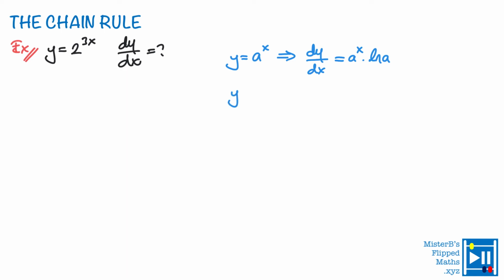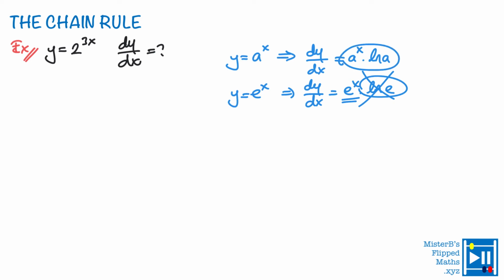Actually, this is the case for e to the x as well. The derivative is e to the x times ln e. But just because this number is 1, we don't write this down. We just say it's e to the power of x. So, in this case, when we have 2 to the power of 3x, we're going to write the derivative as like this. We have to, of course, take the derivative of 3x first.